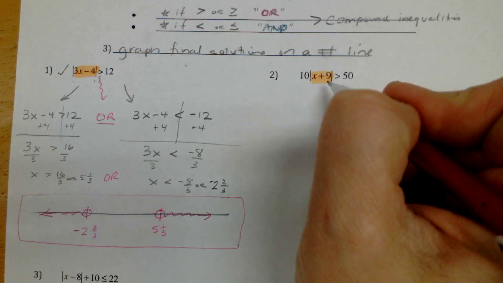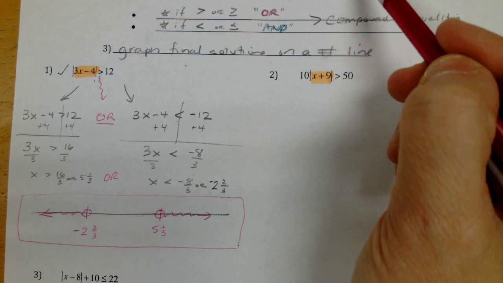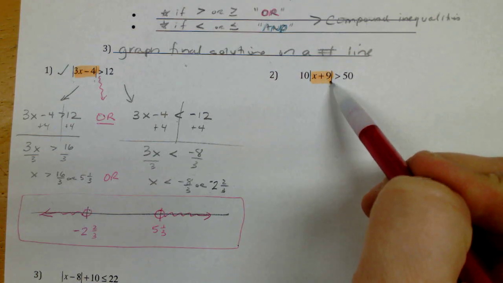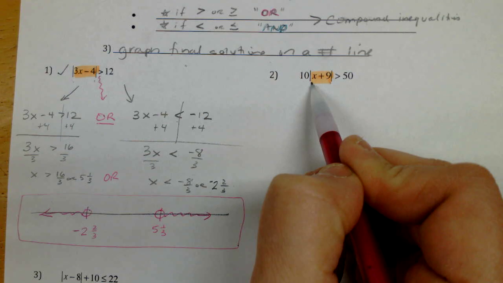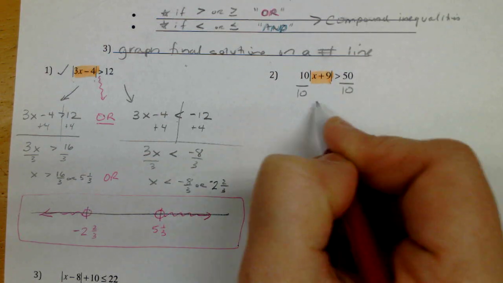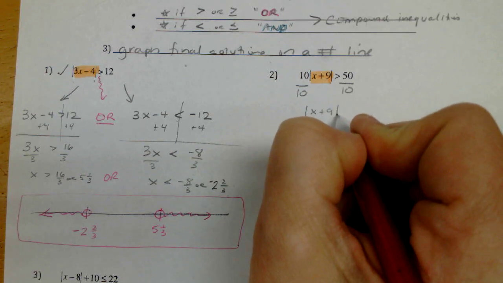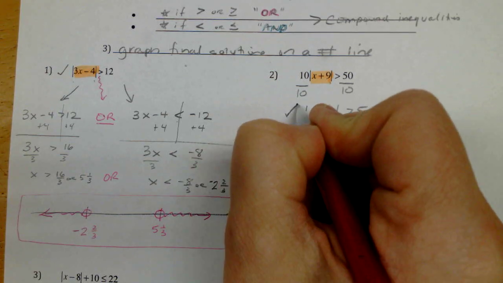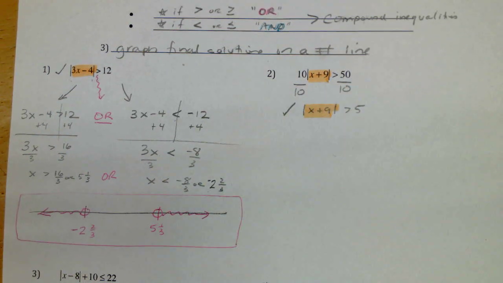Okay, so for the next one, my directions say to isolate absolute value up above. I don't have that by itself. So remember, a number right next to that absolute value is going to be times. So I'm going to divide both sides by 10. Now I've accomplished my task of isolating absolute value.